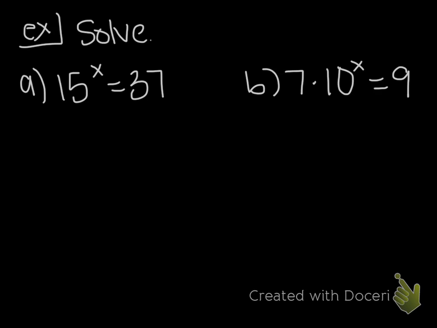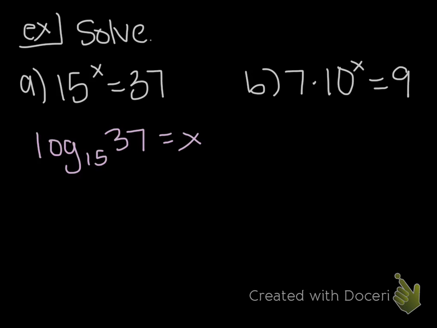Right now I'm in exponential form, and I want to convert this to log form. So to do that, we write log. My base will be 15 of 37, and it's equal to x. So by doing this one move, I have now converted this equation to logarithmic form.